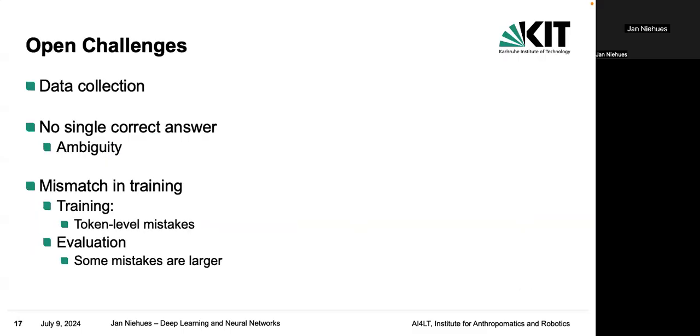So yeah, what are still the open challenges? Of course, there is data collection, which in general we are not really addressing here, but there are two more things which make things more difficult. The one thing is there is not a single correct answer. Natural language has this challenge that it's ambiguous, and there is not the one correct answer. So we have these ambiguities.